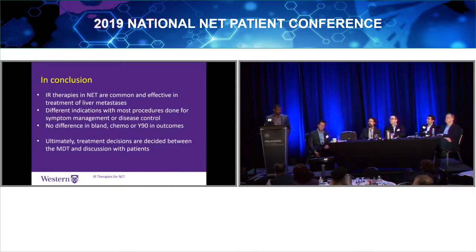of liver disease in patients with neuroendocrine cancer. We have different indications, but most of the procedures we do tend to be for disease control and symptom management and rarely for cure. And there's really no difference between bland, chemo, and Y90 except for the side effect profile. And ultimately, the group of docs at everybody's institution sit down and make these decisions together, really putting the patient at the center and figuring out the best treatment plan.